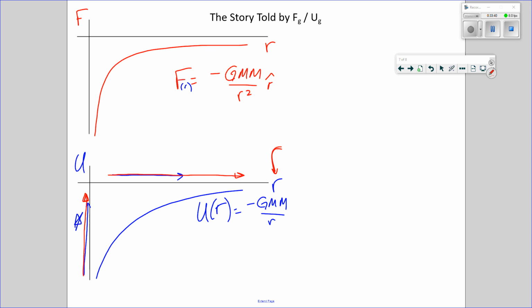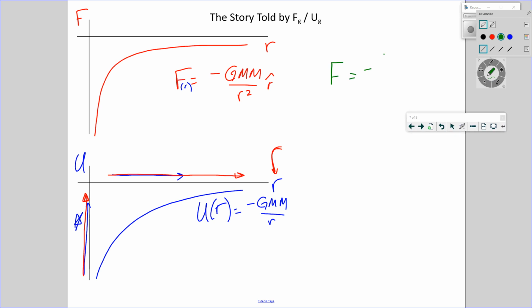Okay, we can also do what we need to do, right? We can, and by that I mean this. We said, well, let's see, F is defined to be negative du dl. I'll say dr.